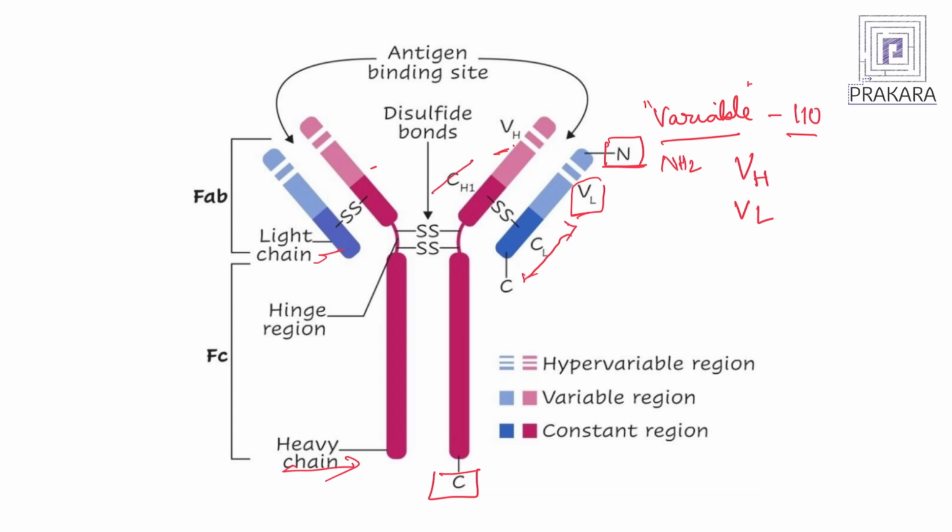In the constant region, from 110 onwards, 110 to 450 amino acids are present in your heavy chain, whereas 110 to 214 amino acids are present in your light chain. So you will denote the light chain constant region as CL, and the heavy chain constant region as CH.